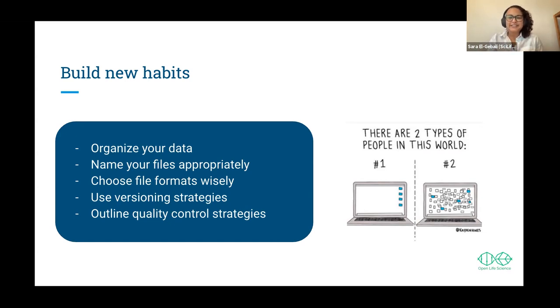In order to keep track of changes made to a file or data set, choose a versioning strategy early on and just adopt it throughout. The same goes for quality control, which is a fundamental step in research. It ensures the integrity of the data, and it could affect its use and reuse down the line. It's very important in order to identify potential problems.